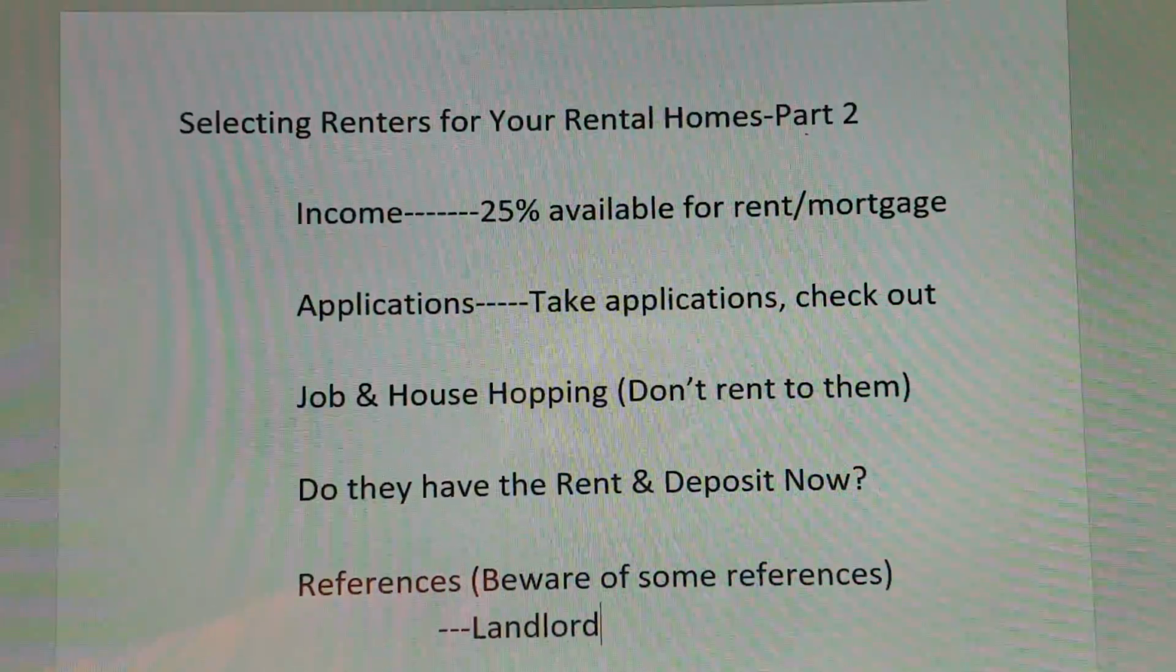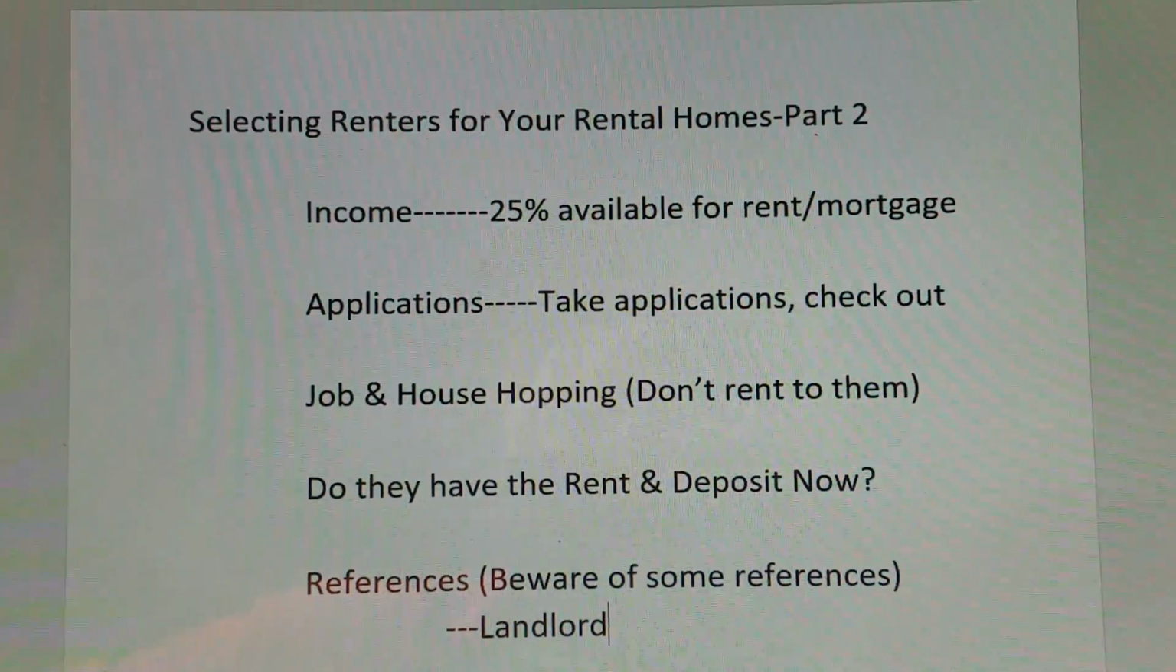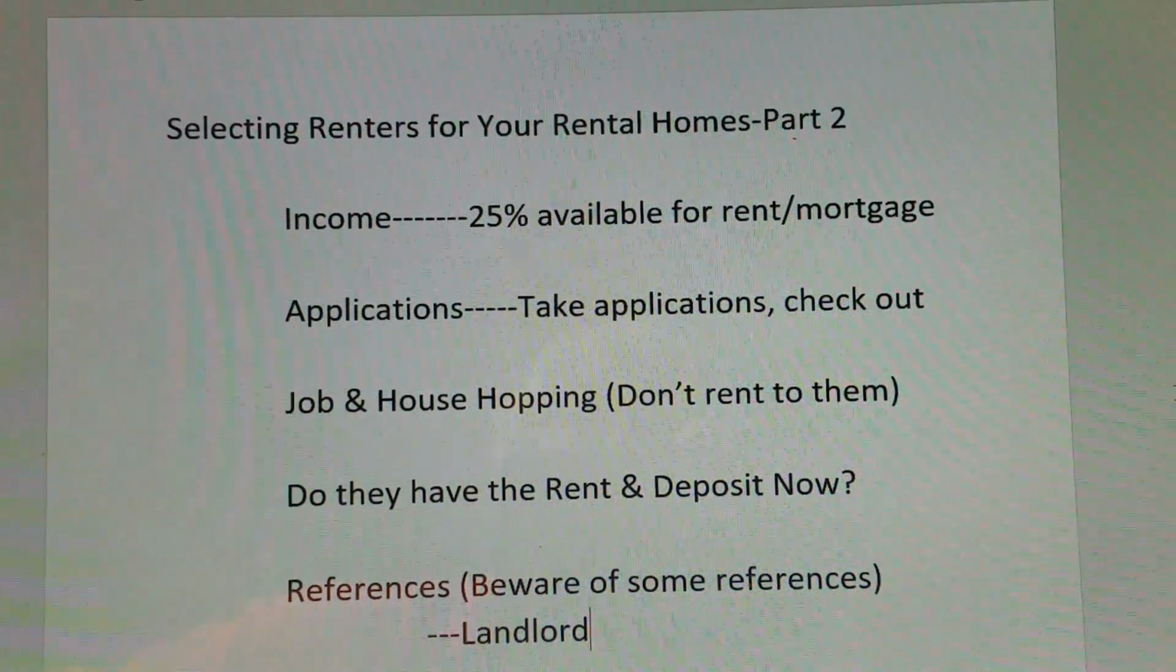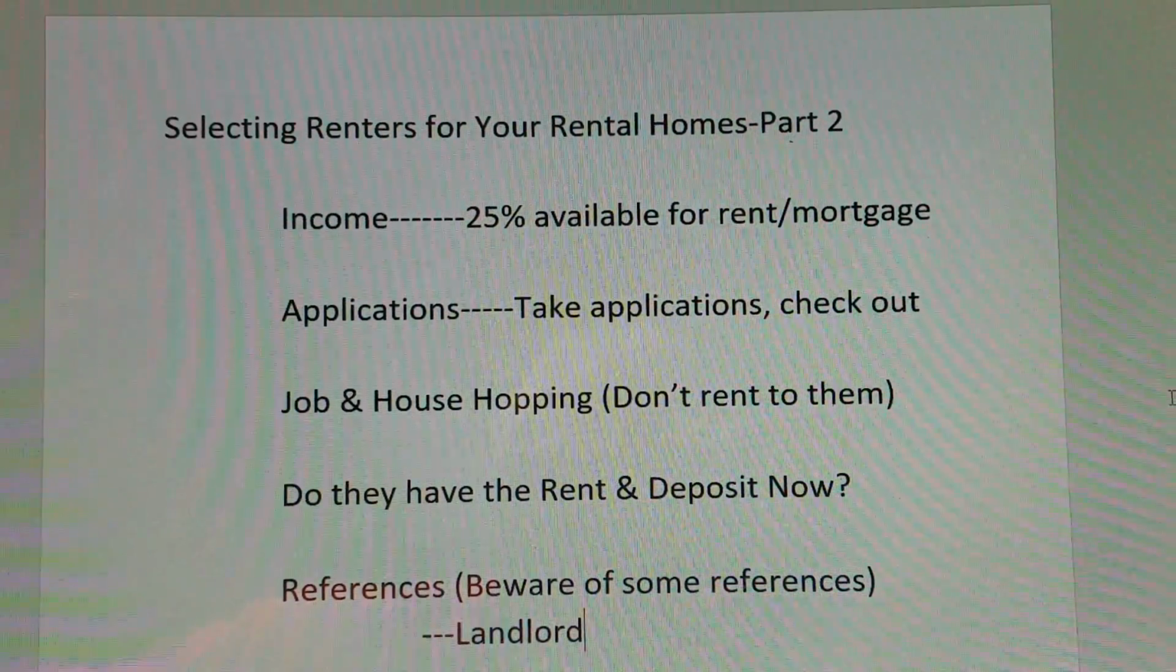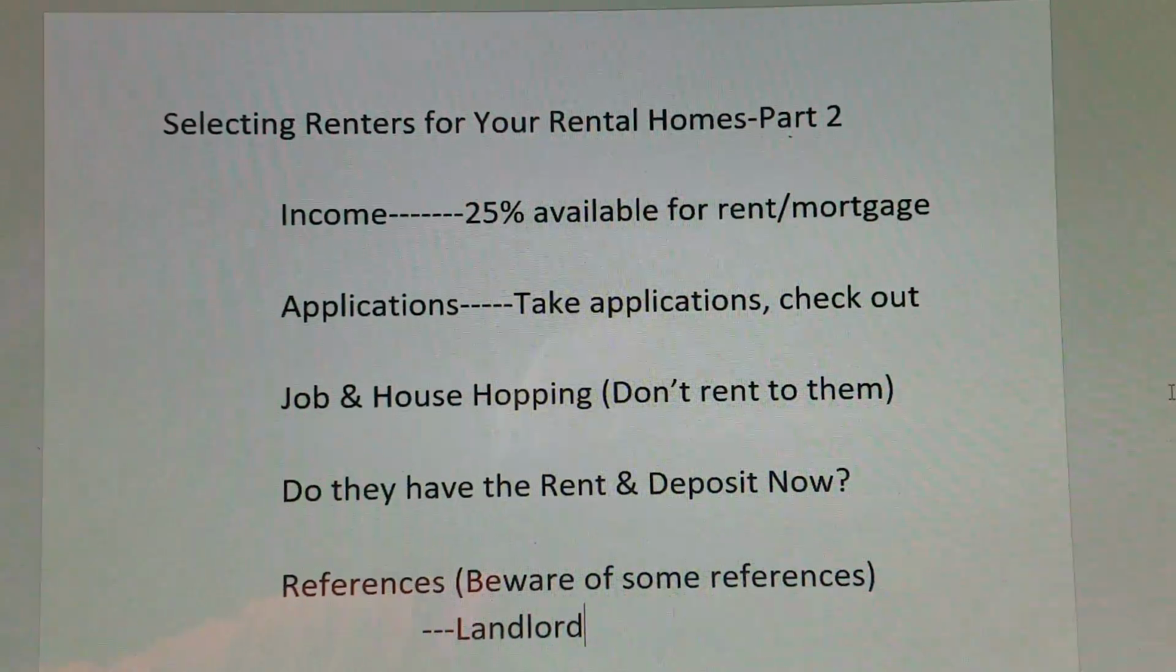Applications. I suggest that you take applications. Do not necessarily rent to the first person that comes along. And take the applications, write all the information down, and check your renters out.